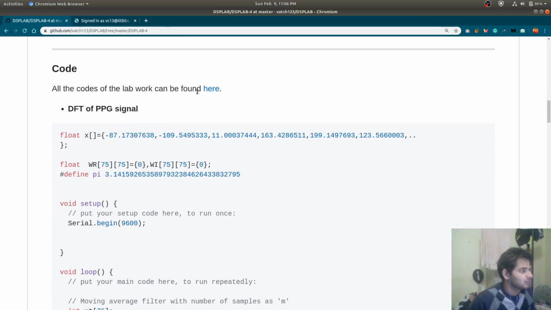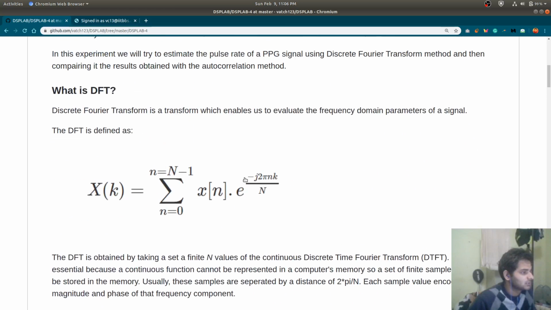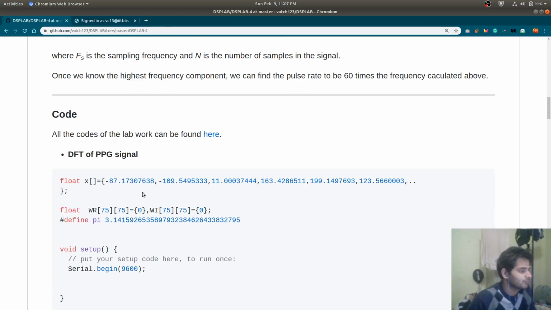Now coming to the code. As always, all the code can be found in the repository. Here we have taken a PPG signal containing 75 samples, and these WR, WI are the DFT matrix weights. These are the real weights, WR, and these are the imaginary weights, WI. As you will notice, this is an equation involving e to the power j terms, that is cos theta plus j sin theta. So in Arduino, we cannot handle them both together.